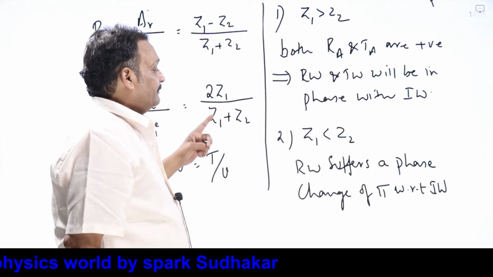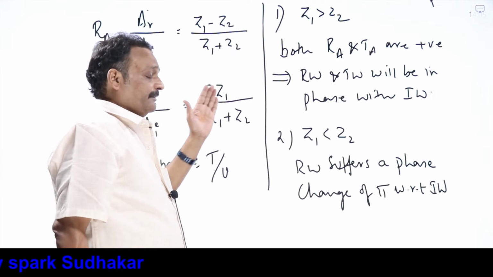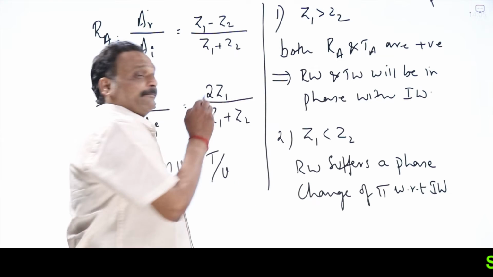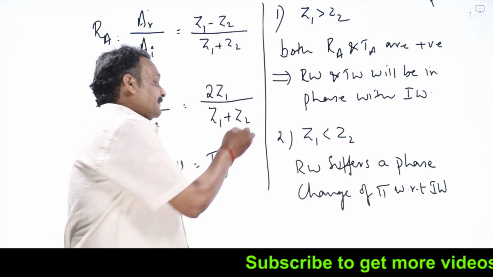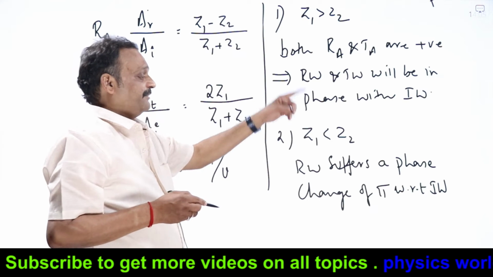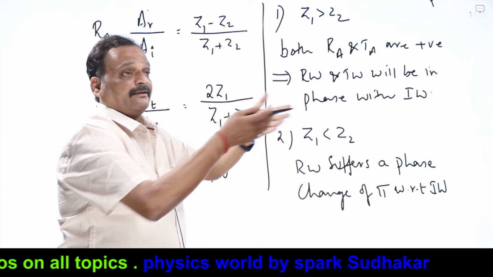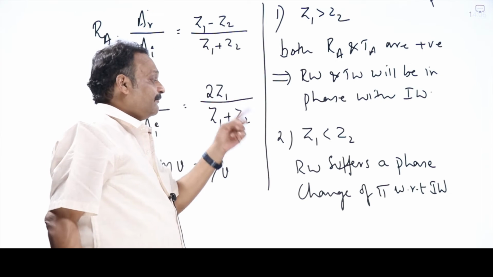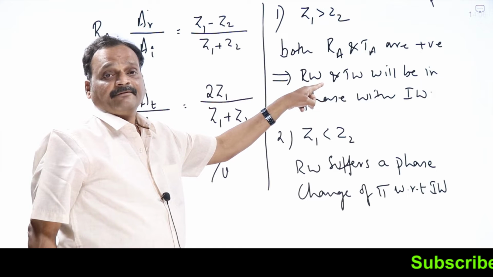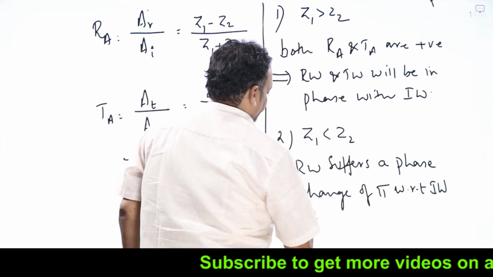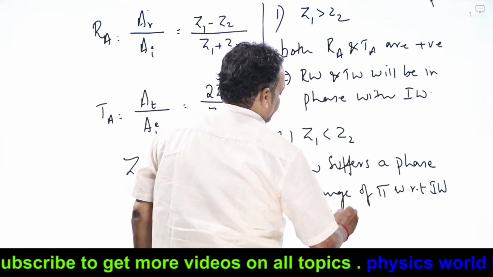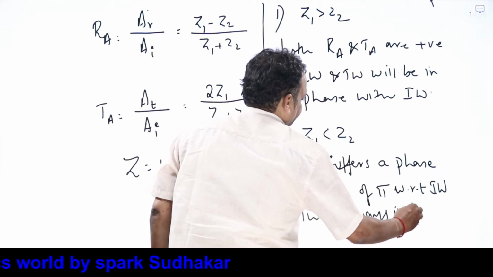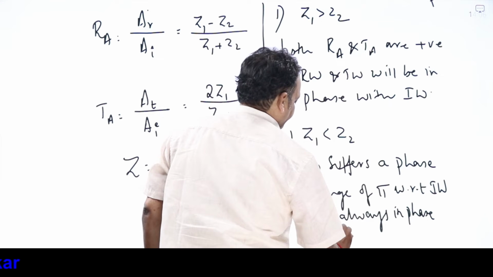That too, when the wave is going from a rarer medium to a denser medium, meaning the reflection occurs at the boundary of a denser medium, the reflected wave suffers a phase change. If it is going from a denser to a rarer medium, meaning reflection occurs at the interface of a rarer medium, even the reflected wave will be in phase with the incident wave. The transmitted wave is always in phase with the incident wave.